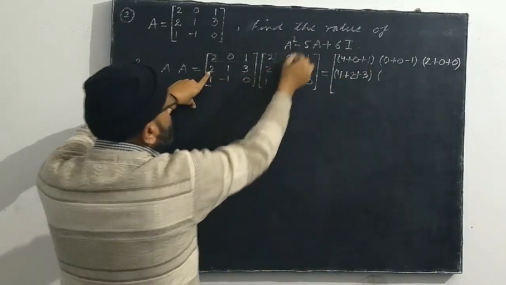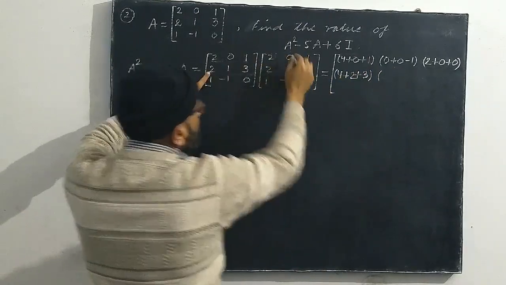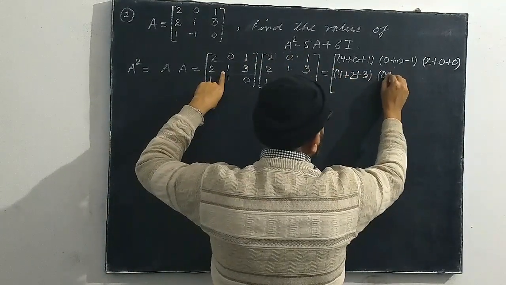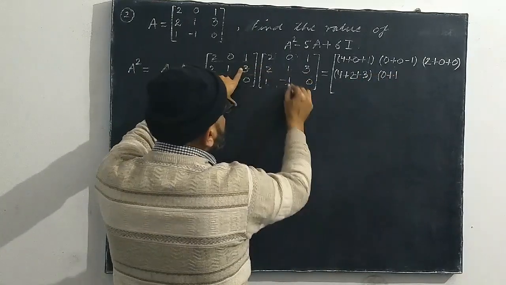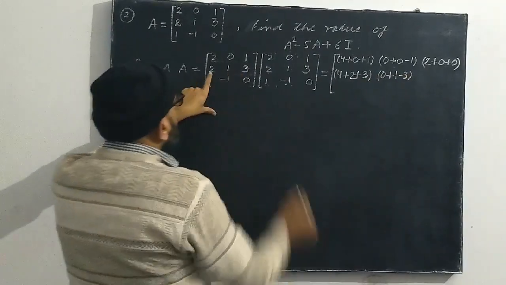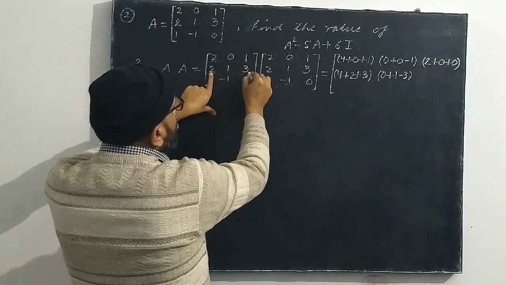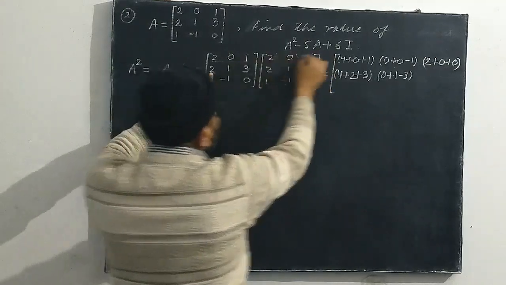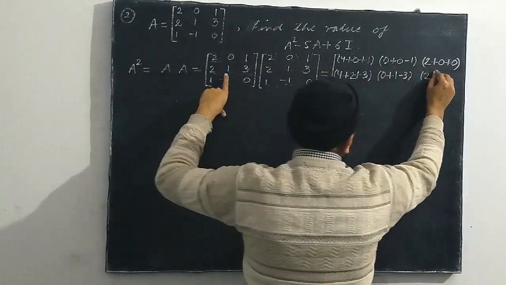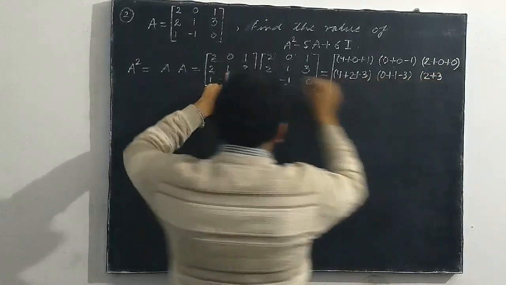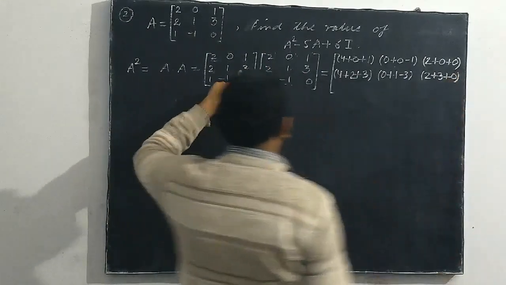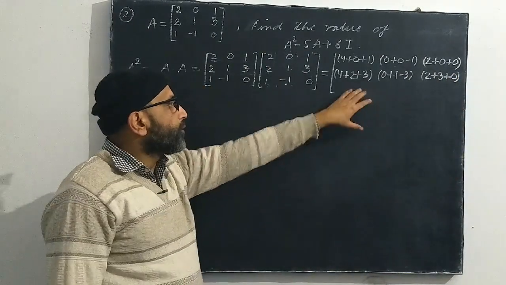Second element, second row, second column: 2 into 0 is 0, 1 into 1 is 1, and 3 into minus 1 is minus 3. Now for the next element we have to multiply row 2 and column 3, so 2 1s are 2, and 1 into 3 is 3, and 3 into 0 is 0. Now our second row is completed.